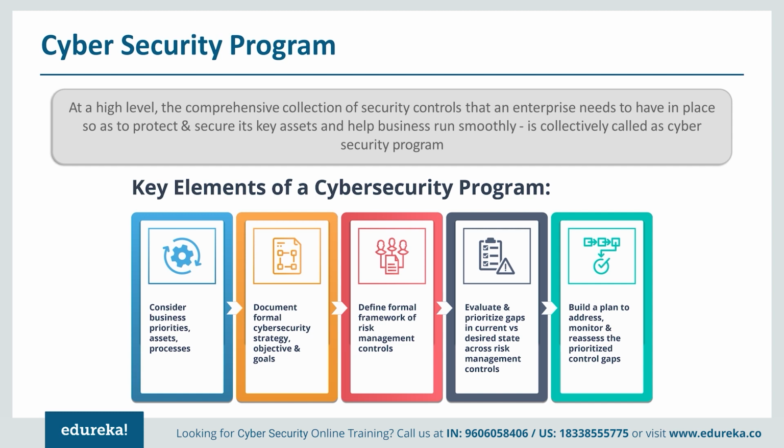So these are the frameworks which will provide you the guidelines on how to secure your data and your infrastructure. These are the key elements of a cybersecurity program: considering business priorities, assets and processes, documenting a formal cybersecurity strategy and creating a goal and objective on it, and defining a formal framework or risk management controls. If you are not formally able to follow it, there are risk management controls already available freely. You can implement readily available security frameworks, evaluate what your current strategy is and where you are, build a plan, then monitor and repeat the process again and again to make improvements. The improvement from 0 to 100 will not be achieved in a single cycle. It might take 100 cycles or 200 cycles, and the fraction of improvement should always be constant.